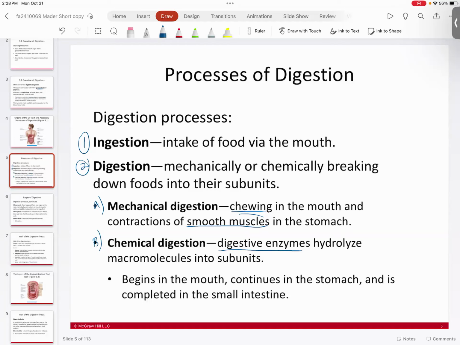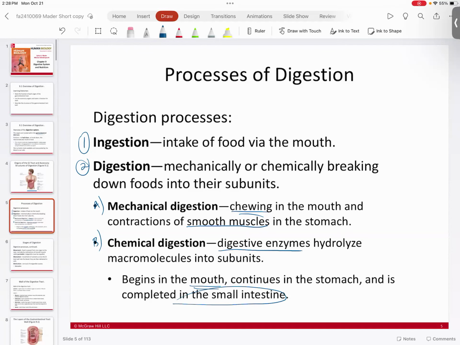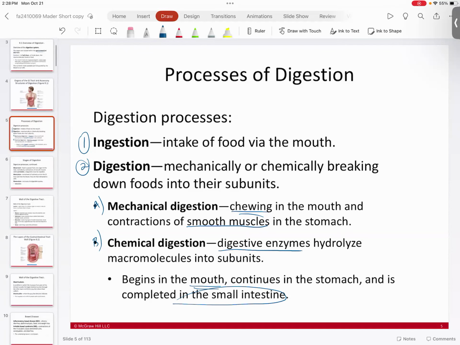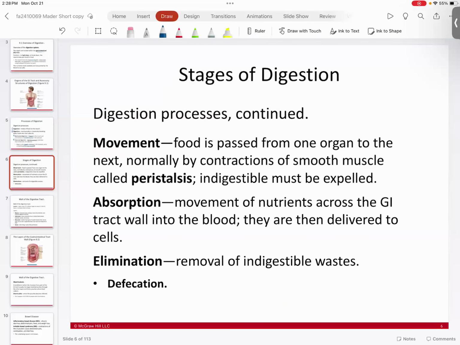Now, where does this begin? It begins, believe it or not, in the mouth. You don't wait for chemical digestion. It begins in the mouth, and it continues in the stomach. It kind of changes form, and then it really kicks off in the small intestines. That's where the big chunk, the heavyweight stuff, is happening. Okay, but you don't wait for it. You don't wait to swallow your food before you start going after it.